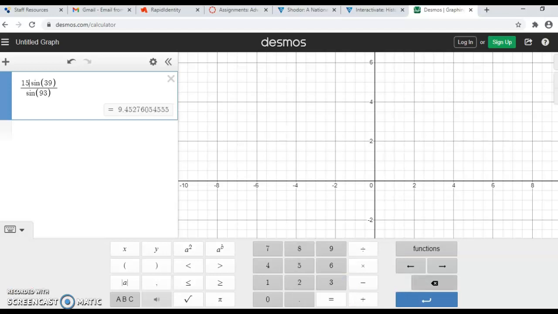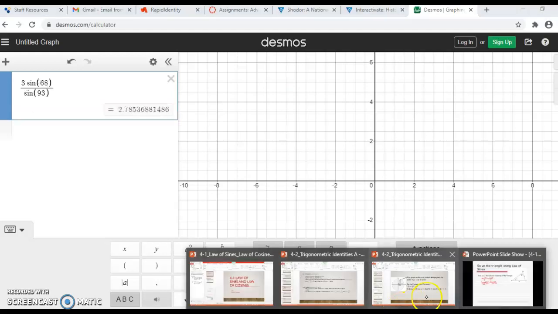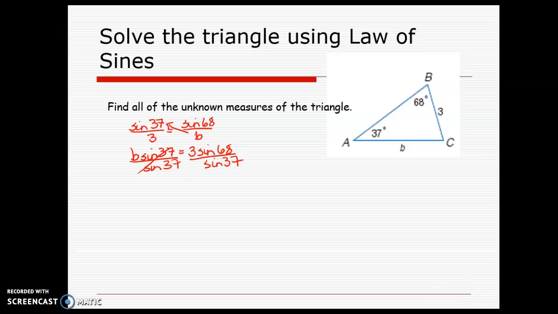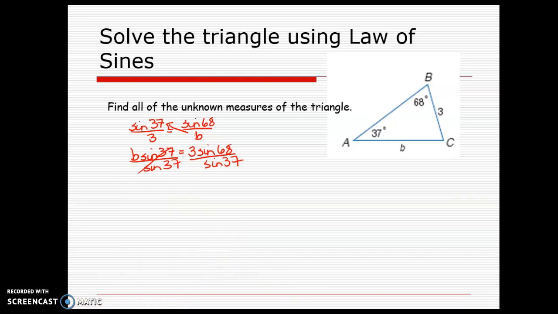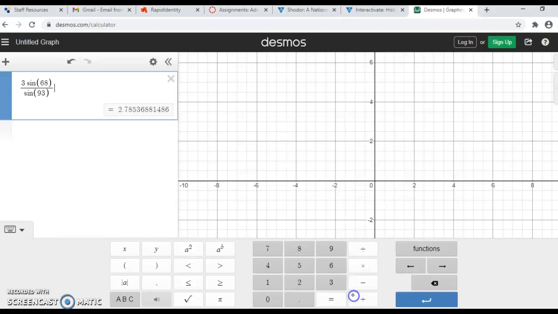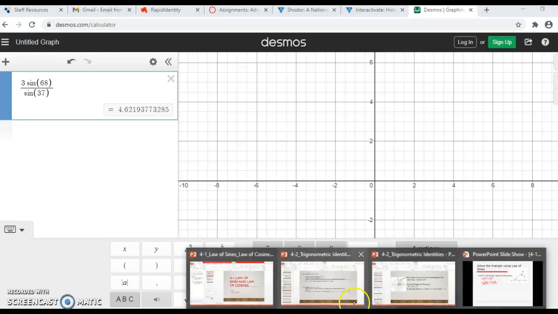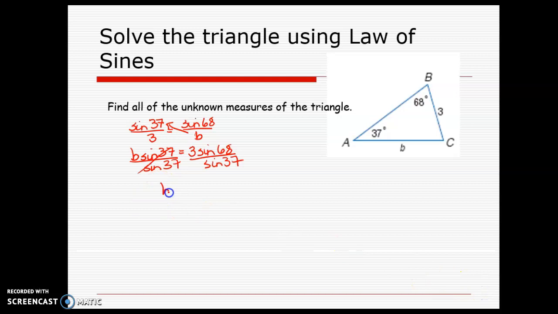And like I said, once you get it into your Desmos calculator, it becomes pretty easy. Because right here, that was 3 sine of 68, I believe. And, yep, over sine 37. So, I'll go back and change that. Sine 37. And there's my answer, 4.6. So it's pretty simple. You're doing the exact same thing every time. B is approximately 4.6.